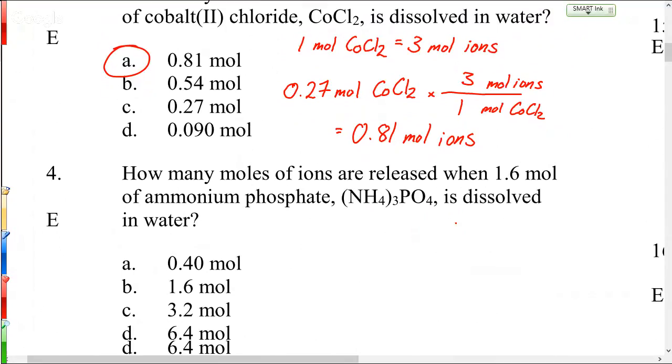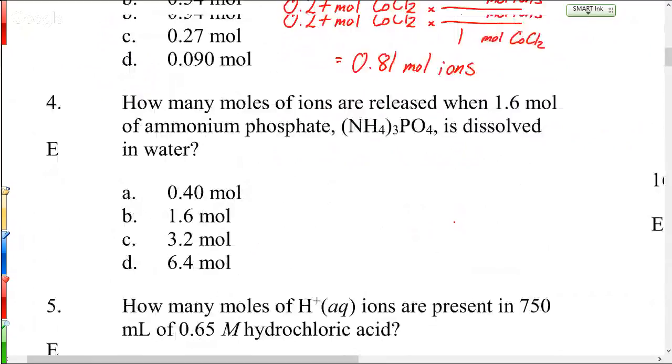I guess the other exception to that is acids. Acids also form ions. Strong acids also form ions, like hydrochloric acid, sulfuric acid. So we have to recognize those as well.